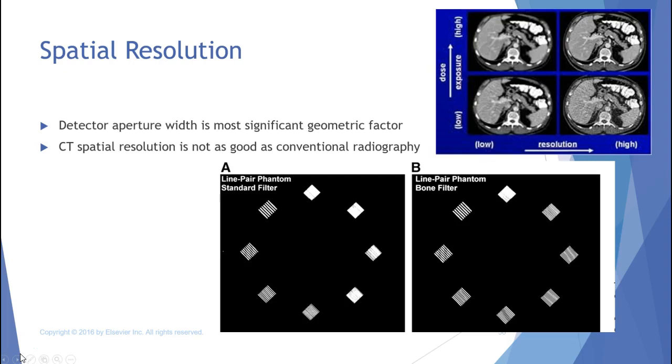For instance, A is a standard algorithm. So your line pairs end right here at the bottom. Those are the clear line pairs that you can count. But if you look over at B and you look at the bone algorithm, there's more detail. So those line pairs go all the way up around to the 2 o'clock position over there. Okay, so there's a difference there in your detail.